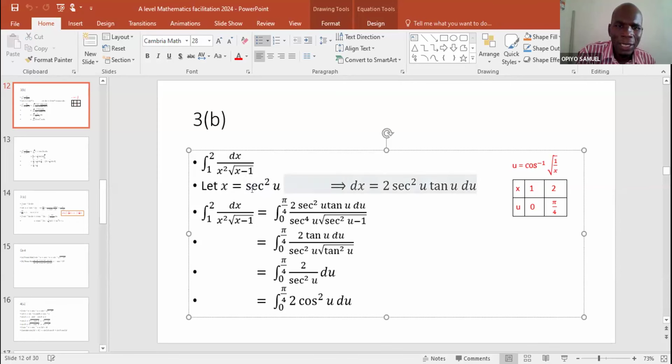But the idea is to simplify what is inside the square root, or to simplify the whole function so that you can integrate. So please just feel free to use any appropriate substitution.